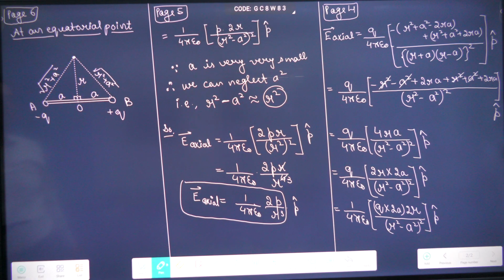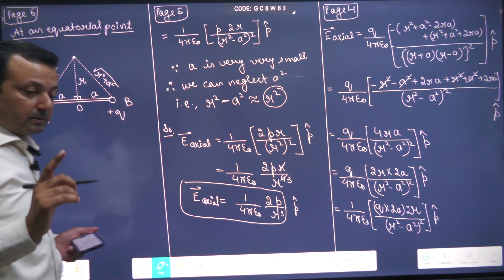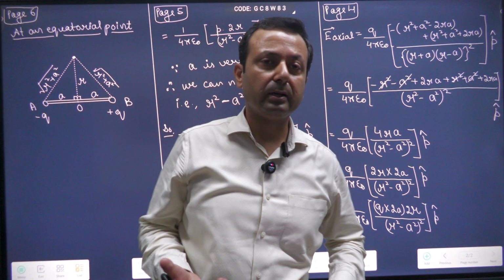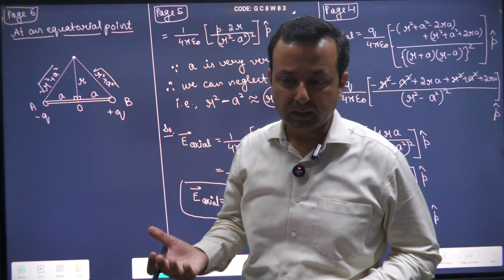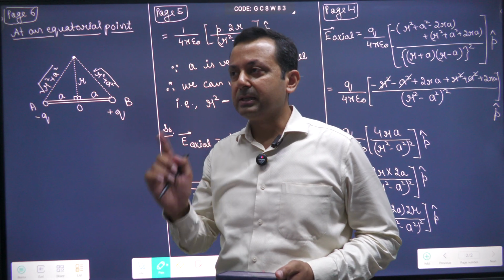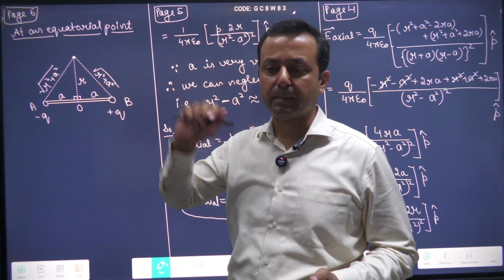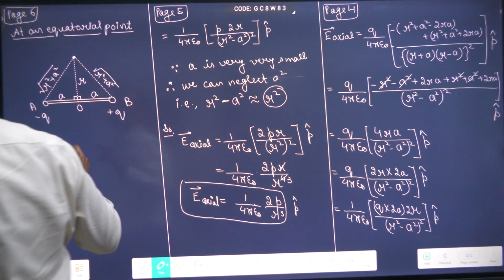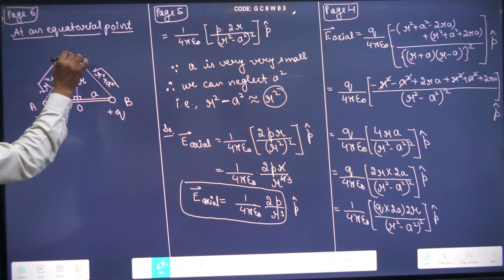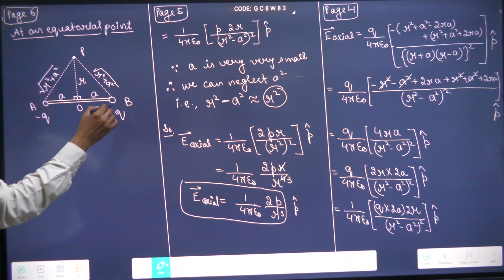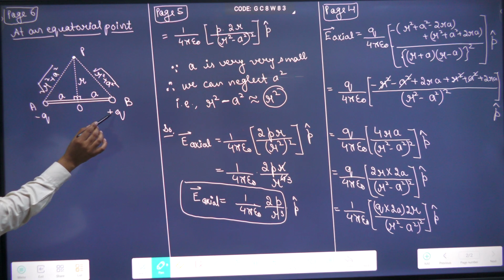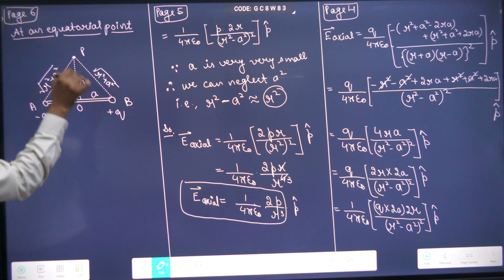plus a square. Now, at the point where we wish to calculate an electric field, we consider a positive point charge kept at that point. So what is this positive charge going to do with this positive charge? It is going to repel it.